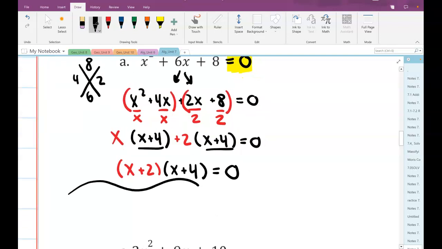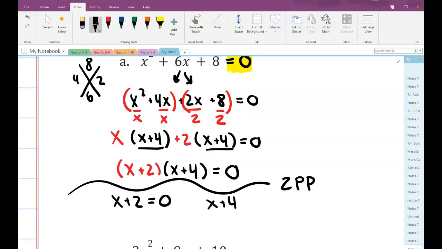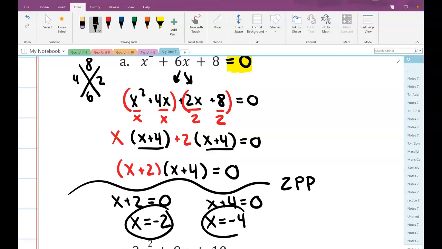So everything above the squiggly line is things you already know how to do. Stuff we spent multiple days on. From here down, we just use our zero product property to get 2 answers out for x. So we set x plus 2 equal to 0. And then we set x plus 4 equal to 0. And then to solve, we would just subtract 2 from one of them. So x could be equal to negative 2. Or x is equal to negative 4.